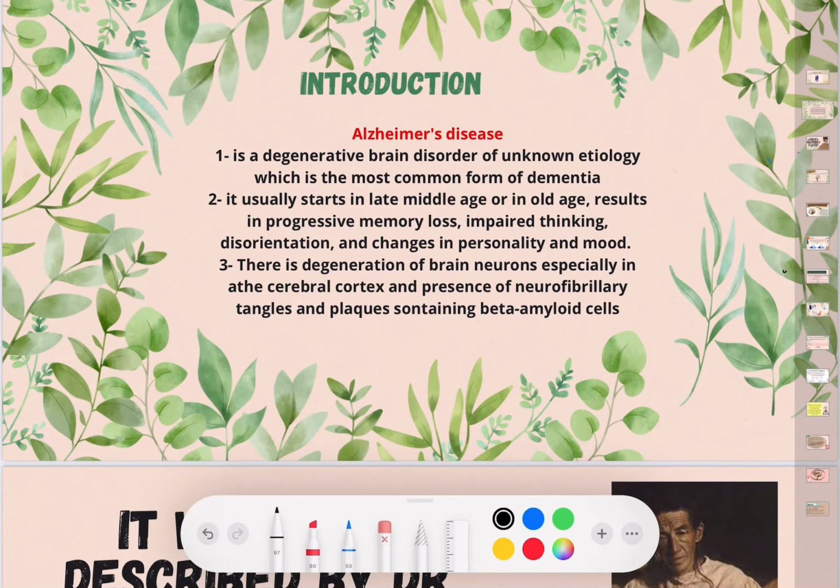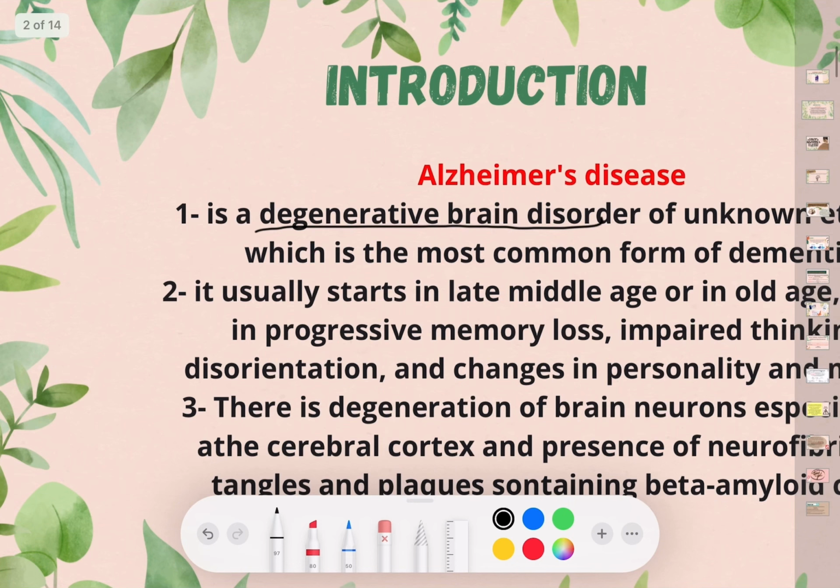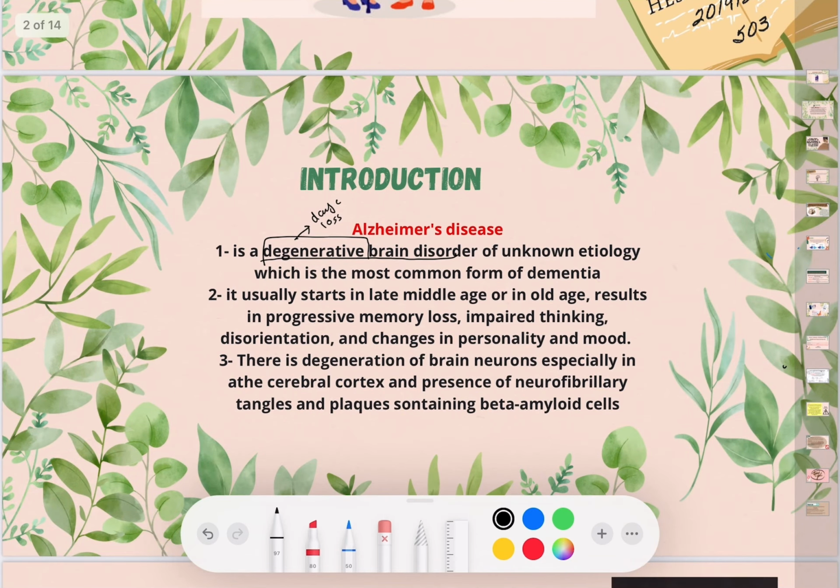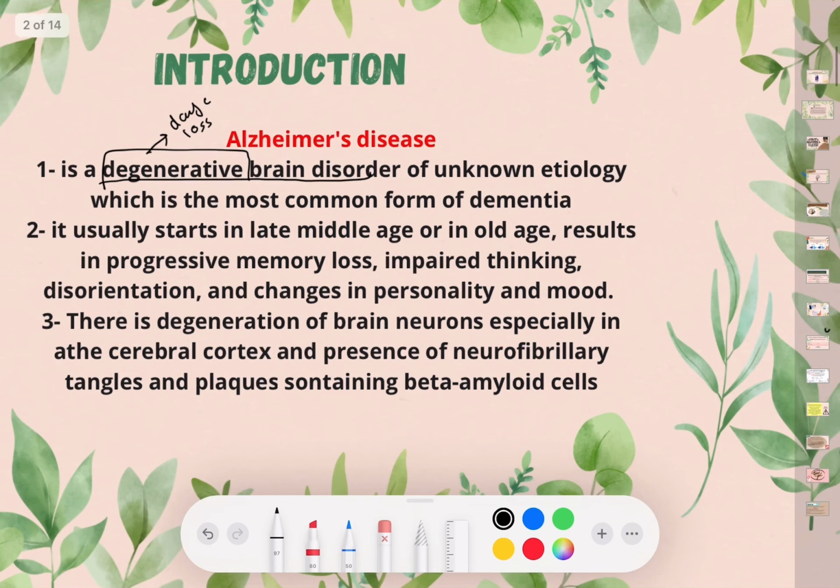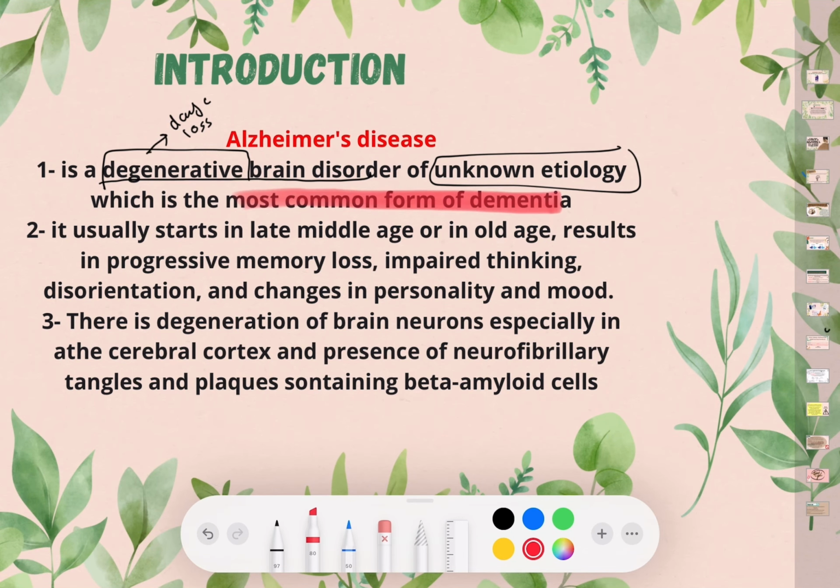So Alzheimer disease is a neurodegenerative brain disorder. And what we mean by saying degenerative, this word refers to damage or loss of the neuron cells. And actually the cause behind that is not really known, so it's a disorder of unknown etiology, and it's also the most common form of dementia.